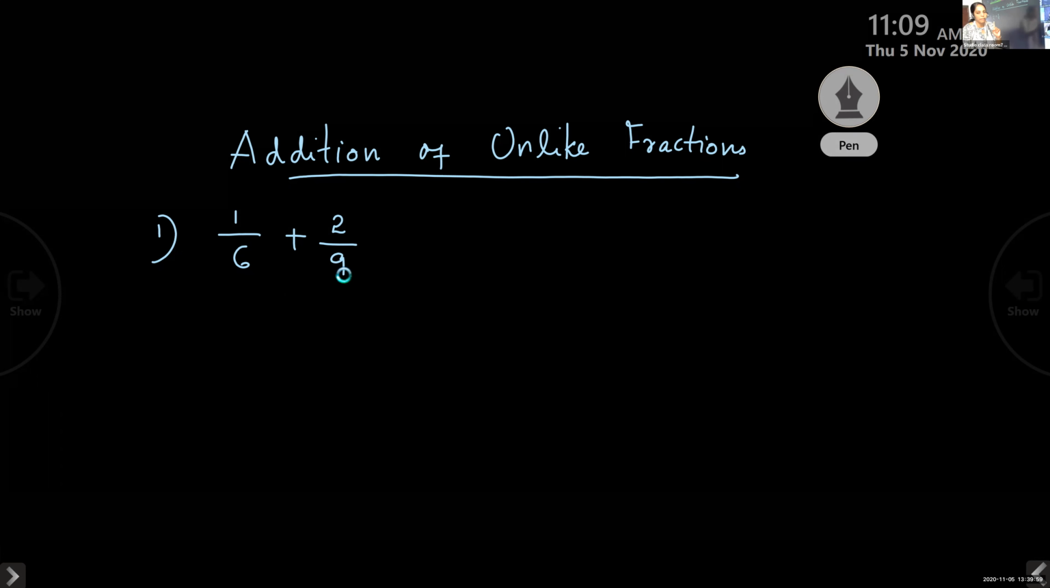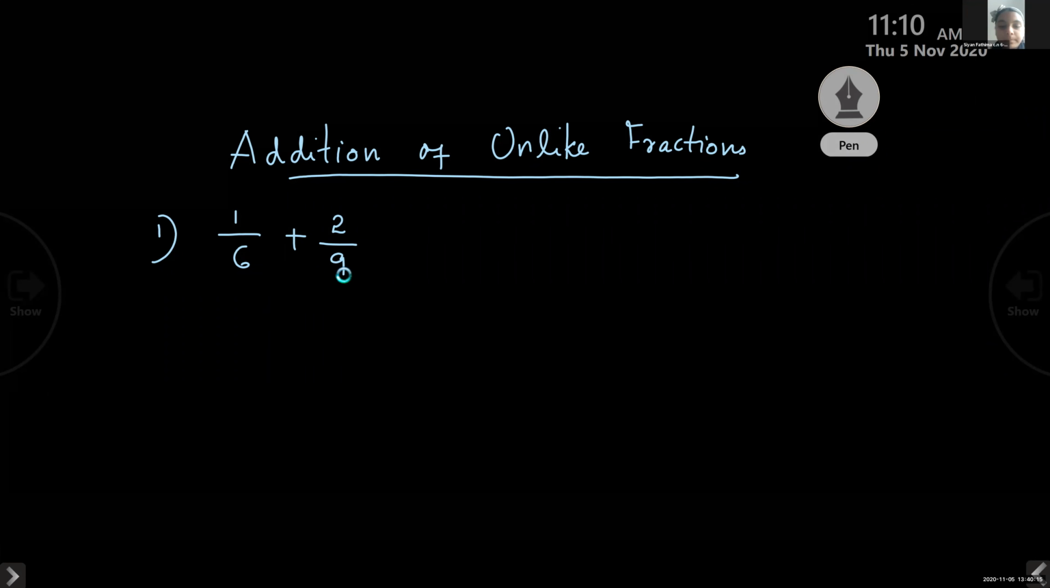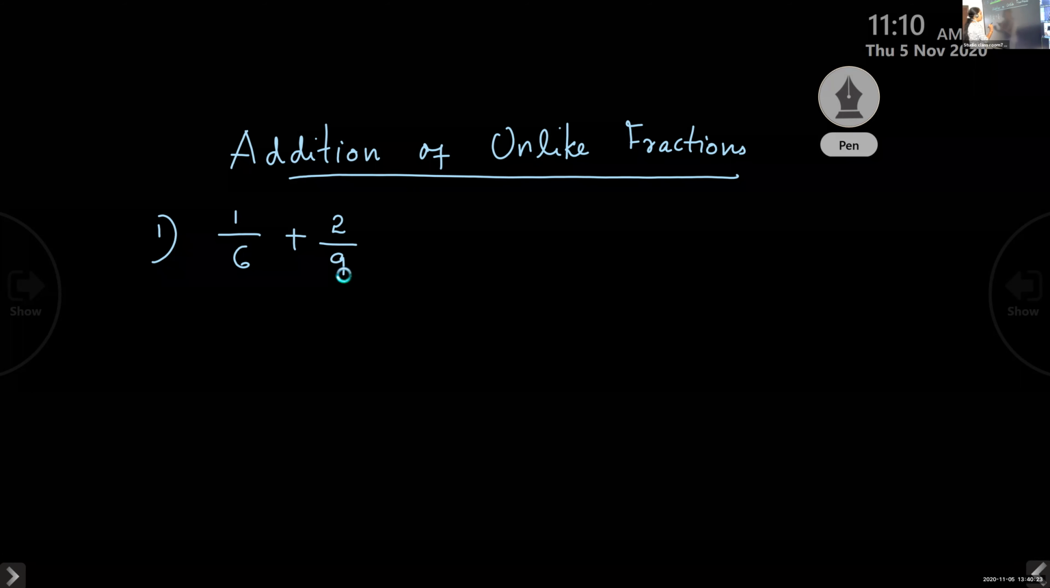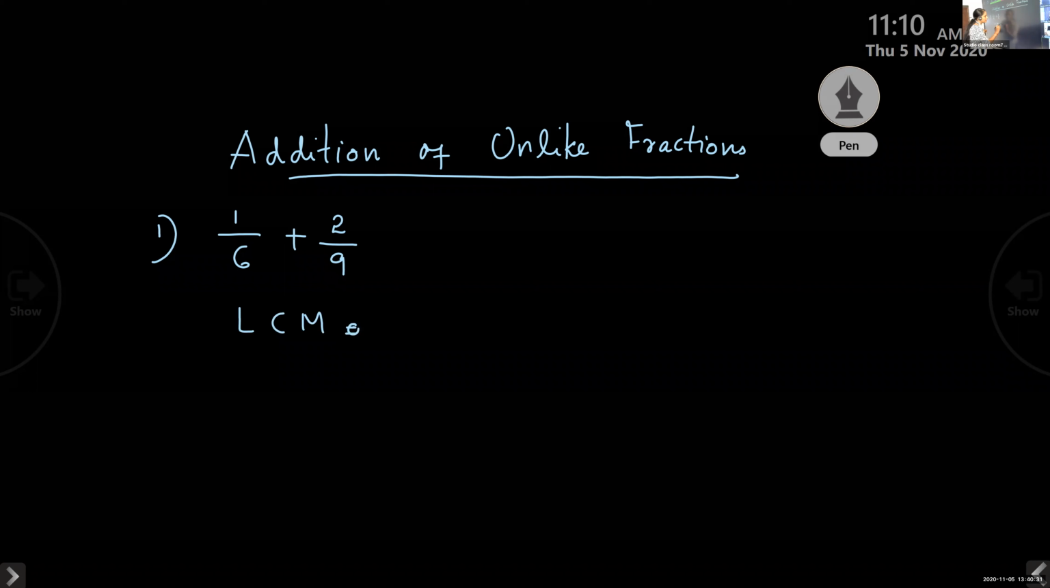There is only one way to make it the same. That is, there should be a common denominator for both the fractions. This common denominator we will get by finding the LCM of the denominators. Clear, children? After watching the denominators, you understood that these are not the same. So the next step is how to make it the same. For that, you have to find a common denominator. So you should find the LCM of 6 and 9.